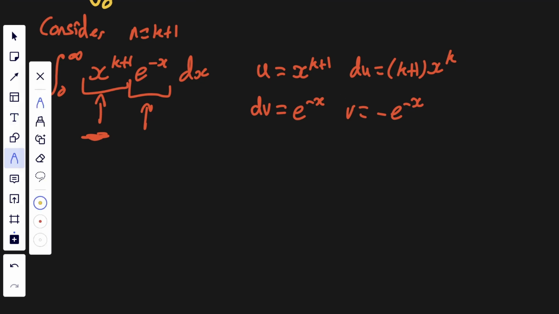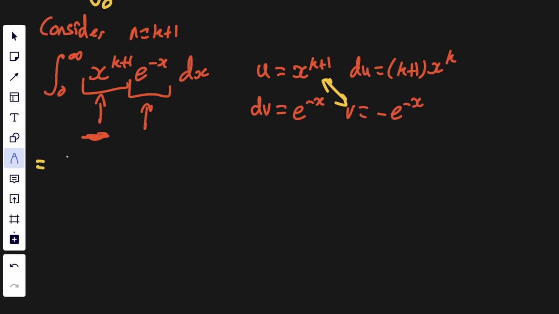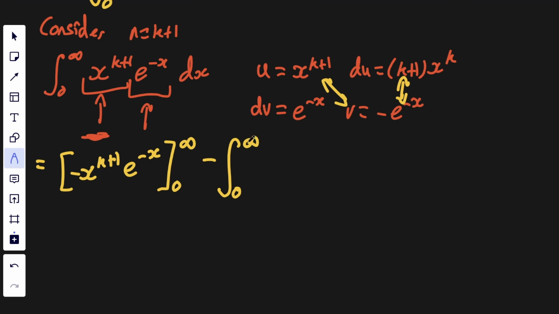Now, we do diagonal is already integrated, so we have x^(k+1) e^(-x), and we have a negative, between 0 and infinity, minus, and then we do vertical is being integrated. So the integral from 0 to infinity of (k+1) x^k e^(-x), and we're going to bring the negative out to the front, so this becomes a plus now, dx.